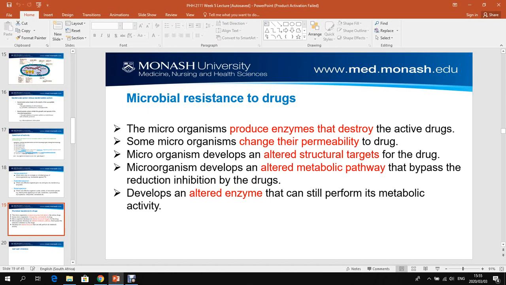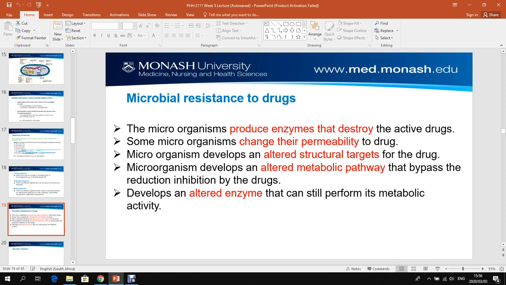The third group are microorganisms that develop altered structure targets. You remember we talked about structure targets, drug targets on microorganism cells, such as receptors and other structures. So there are certain organisms that are able to change the shape or to change the form of these receptors to elude the drugs, which means when drugs are administered, they won't be able to bind to these receptors, and that way they'll develop resistance.